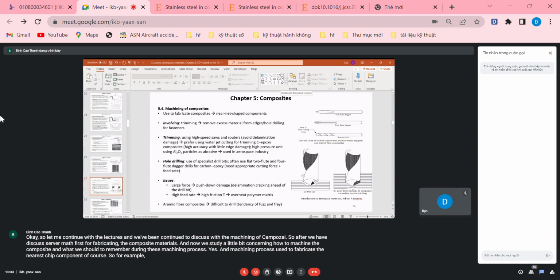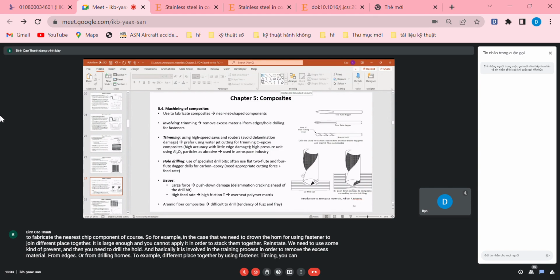For example, in the case that we need to drill holes for using fasteners to join different plates together, if it's large enough and you cannot apply adhesive to stack them together, you need to use some kind of rivet, and then you need to drill the holes. Basically, it involves a trimming process to remove the excess material from edges or from drilling holes to assemble different plates together by using fasteners.